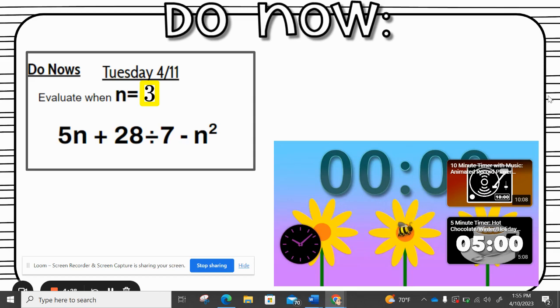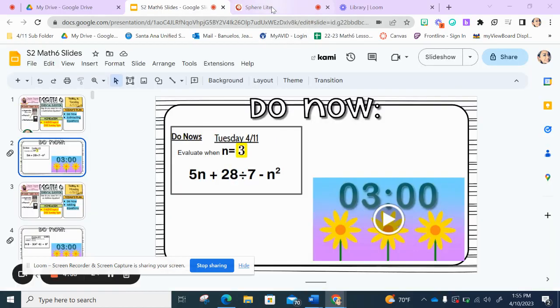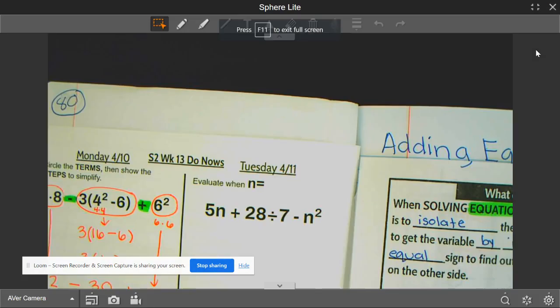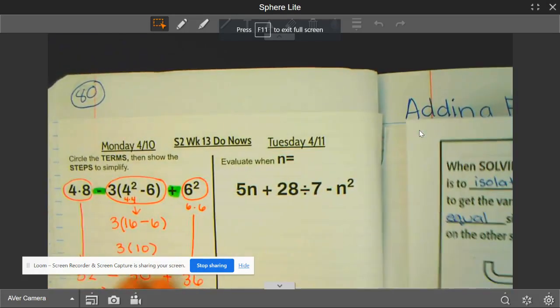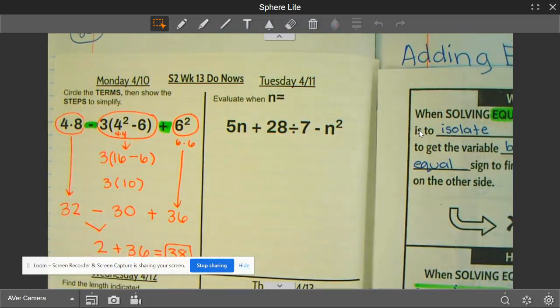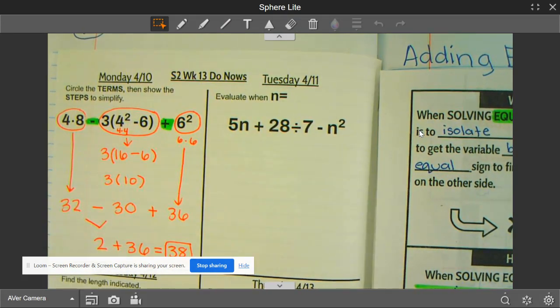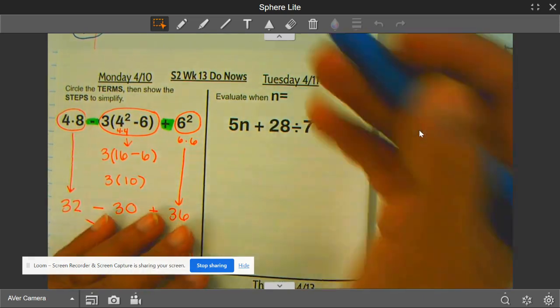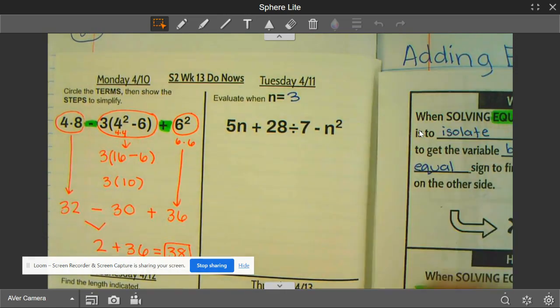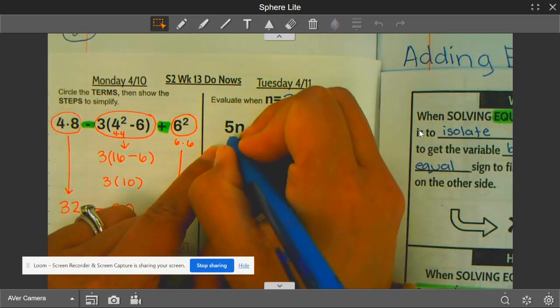Okay, so that should have been enough time to work on the do now. Let's go ahead and go over it. Okay. All right, so on page 80 for Tuesday the 11th, we said evaluate when n equals, what's the missing number? 3, that is correct. Go ahead and grab my markers. All right, so n equals 3. So basically that means anywhere you see 3, I substitute that in.